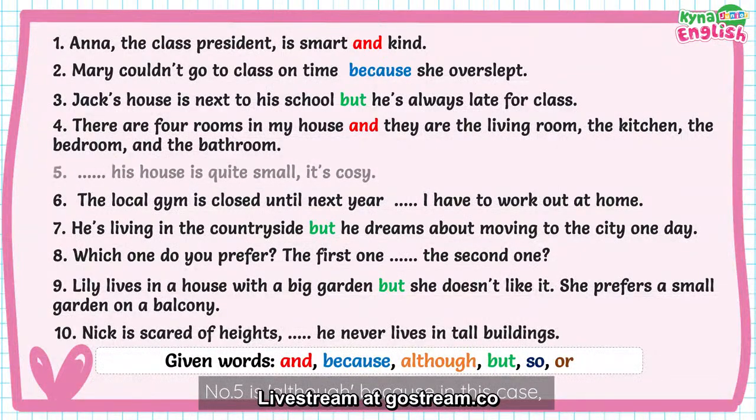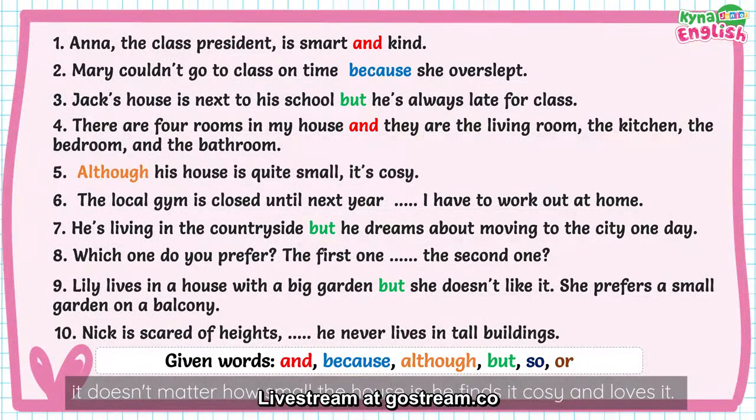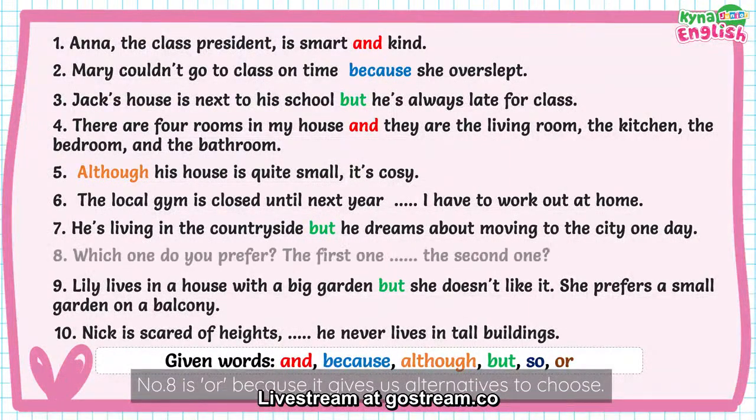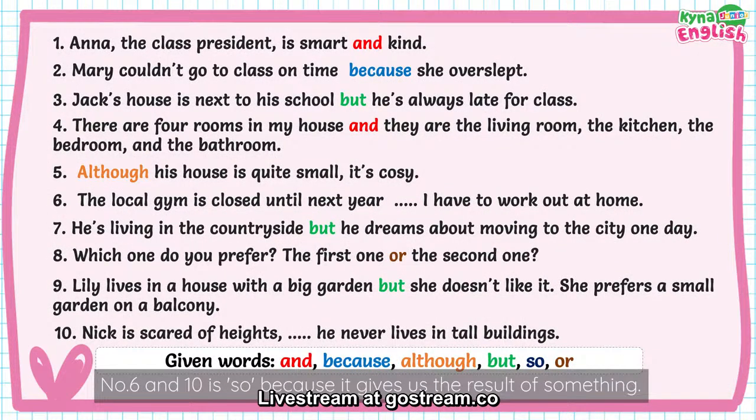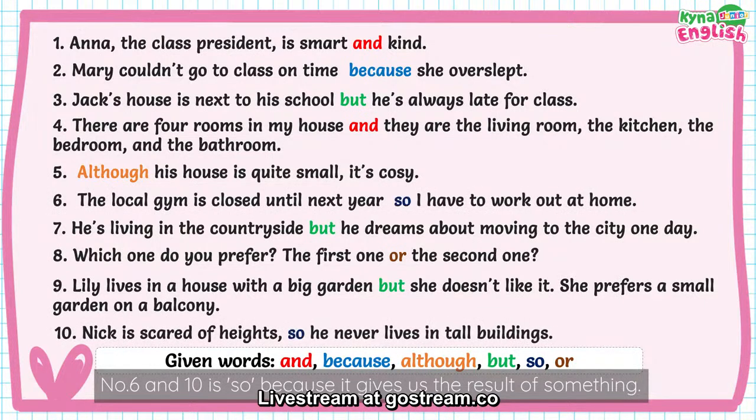Number 5 is "although" because in this case, it doesn't matter how small the house is. He finds it cozy and loves it. Number 8 is "or" because it gives us alternatives to choose. Number 6 and 10 is "so" because it gives us the result of something.